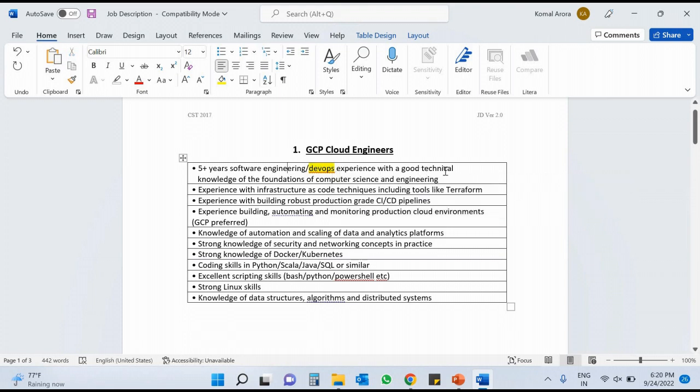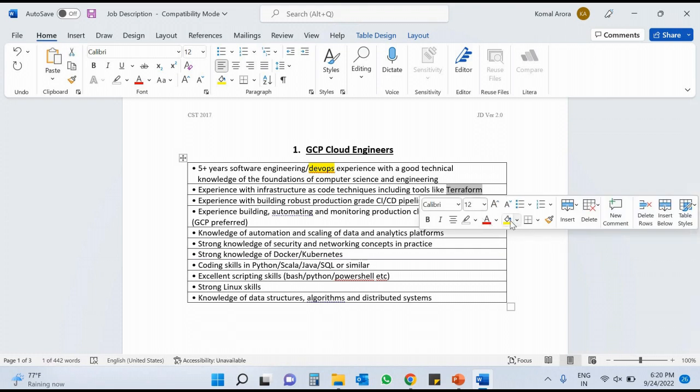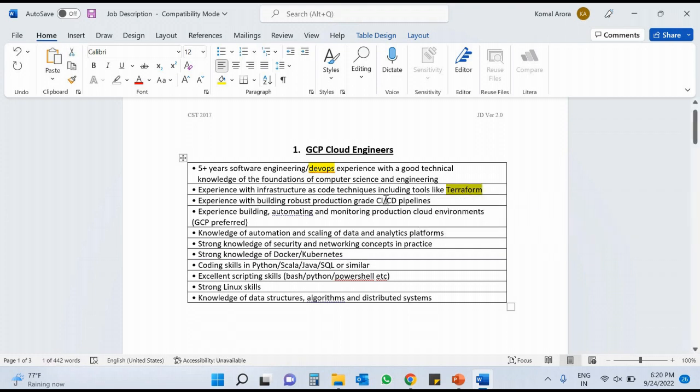So DevOps experience is required, with good technical knowledge of the foundations of computer science and engineering. Second line: experience with infrastructure as code techniques, including tools like Terraform. So Terraform is also a technology, just highlight this one. Means whatever technology name you find, just highlight it. Similarly, the third line is experience with building robust production-grade CI/CD pipelines. CI/CD is also a technology name, just highlight this one.